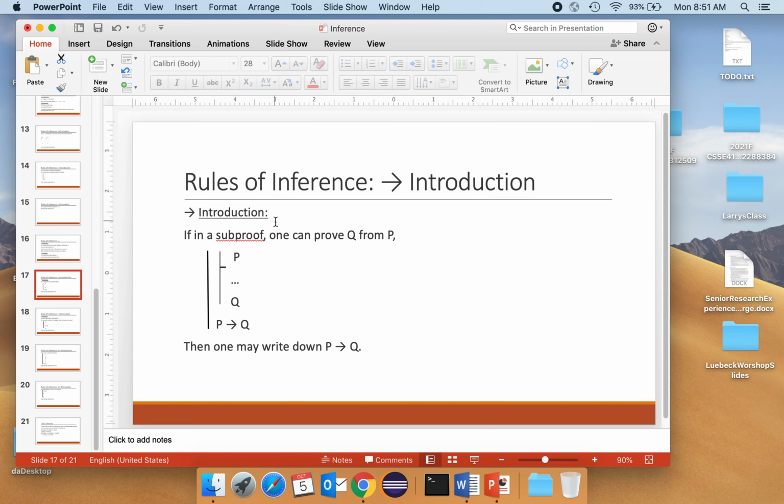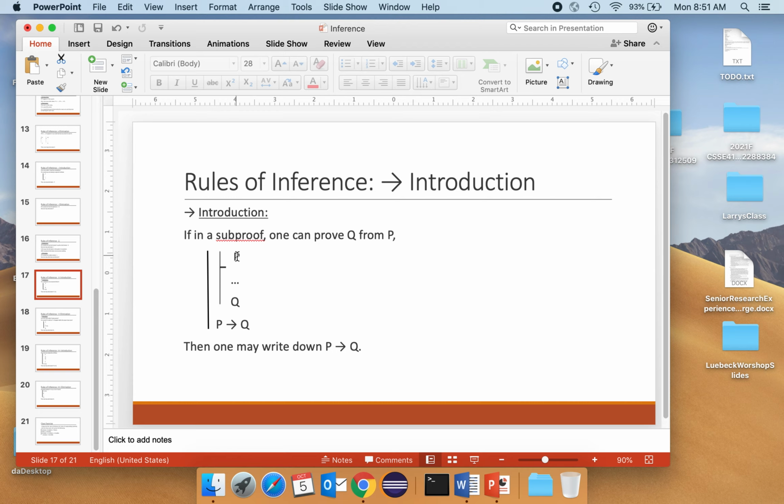Conditional introduction. So this is something that we also do quite a bit. Suppose in a subproof, this is the main proof. This is a Fitch-style proof system, by the way. And we say, well, let me assume P is true. You can assume anything, right? You can assume the moon is made of green cheese. You can assume my dad is a millionaire. Lots of stuff. It doesn't matter.